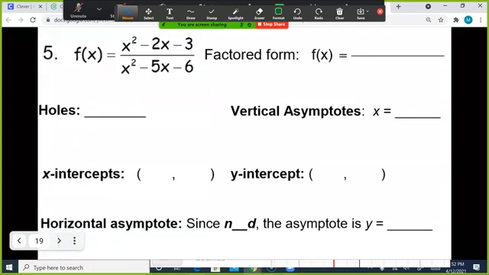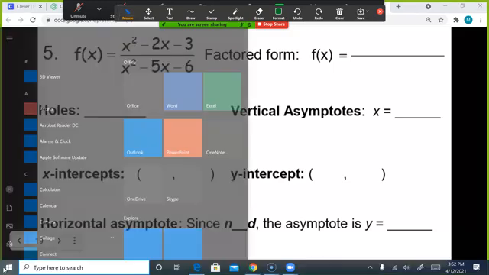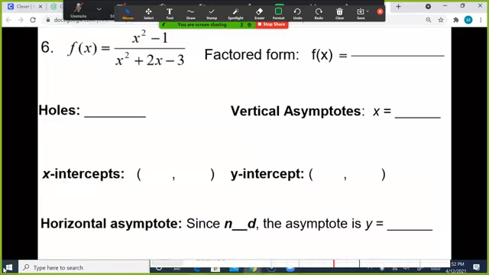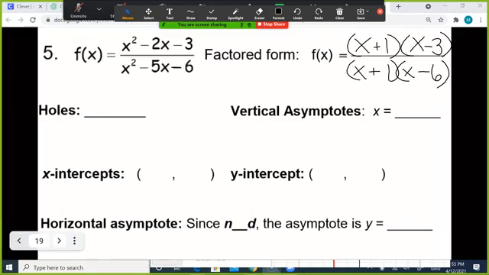Alright, so looking at number 5. Okay, so x plus 1, x minus 3 in the numerator, x plus 1, x minus 6 in the denominator. For the hole, we're looking for the common factor between the two. So what factor do they both have in common in the numerator and the denominator? The common factor is x plus 1. They have to be the same sign. If one is an x plus 1 and that one is an x minus 1, that's not common. They have to be exactly the same.